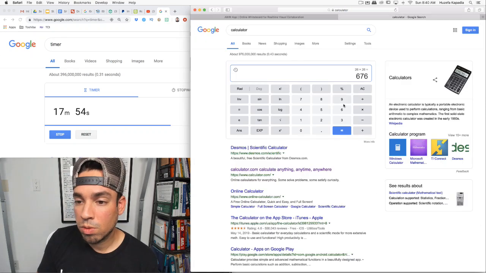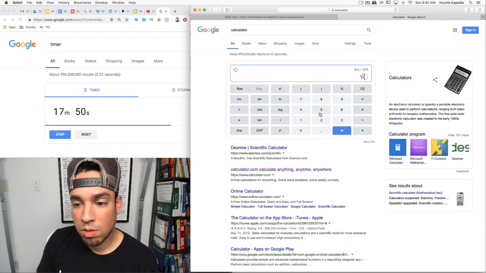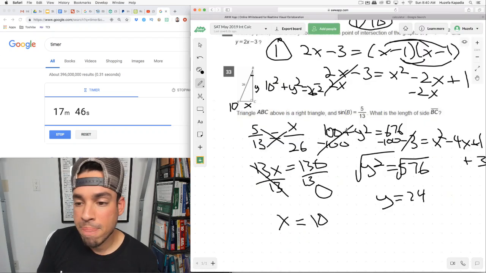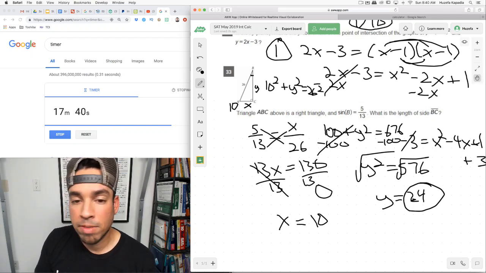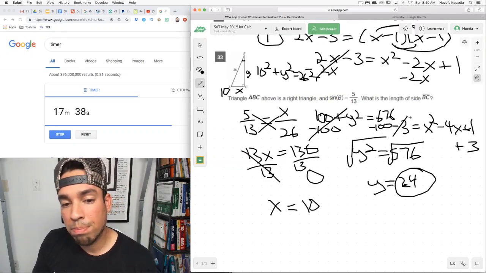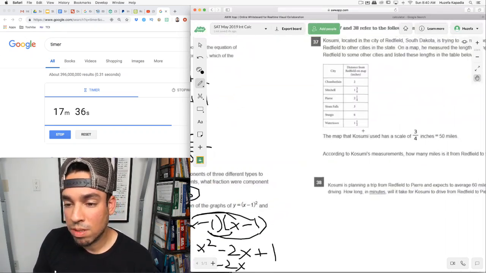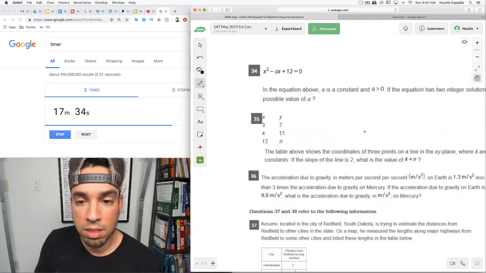All right, square root of 576. Oh, wait, hold on. 24. Yeah, all right, so this one is 24. Let's circle that nice and big. Okay, we've got about 5 problems left and a good amount of time, so we're good.